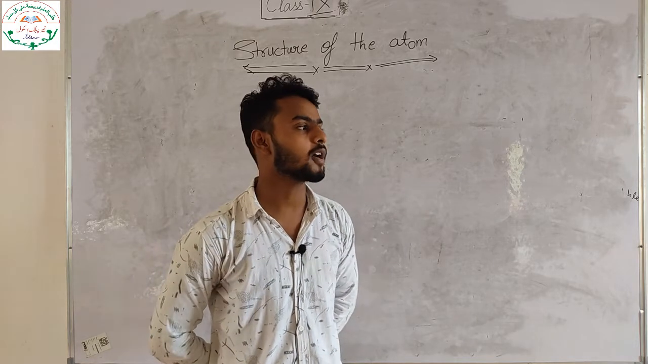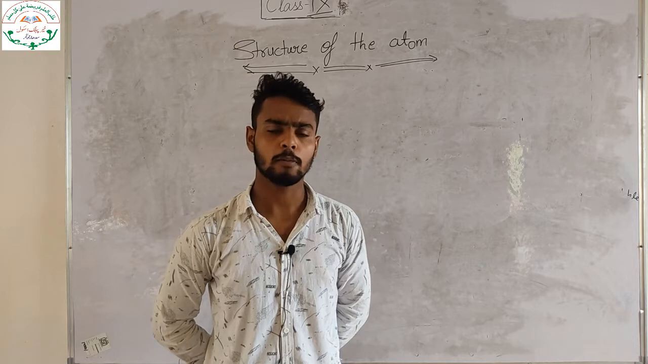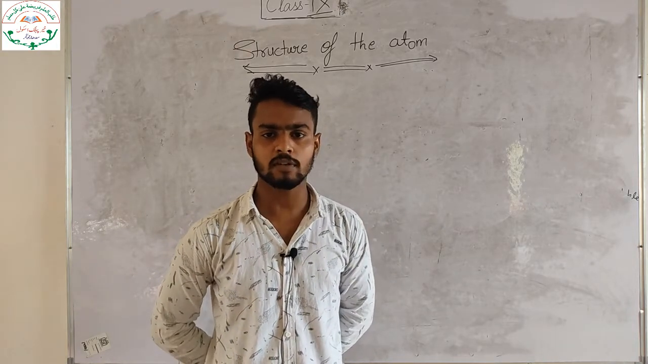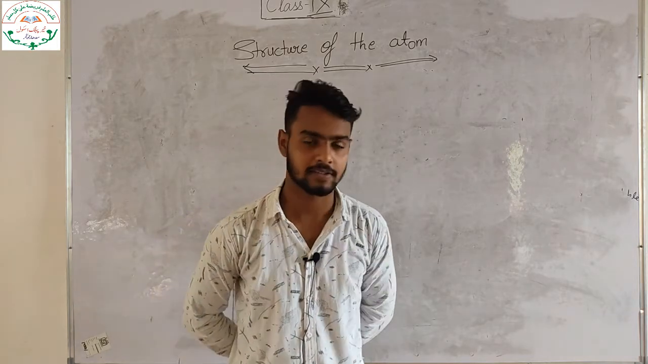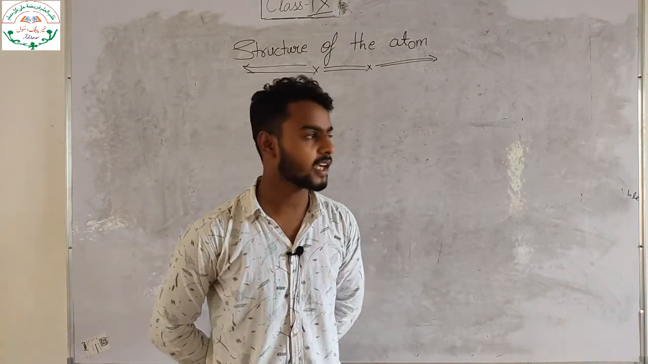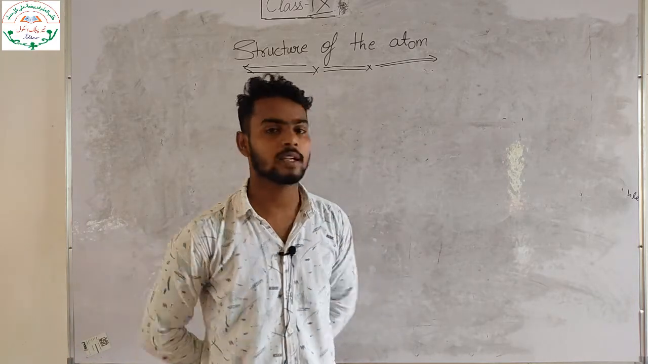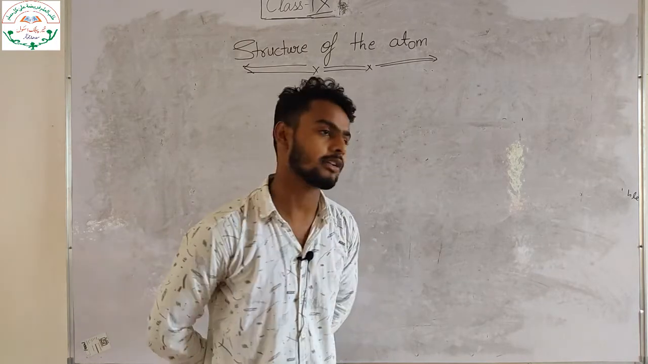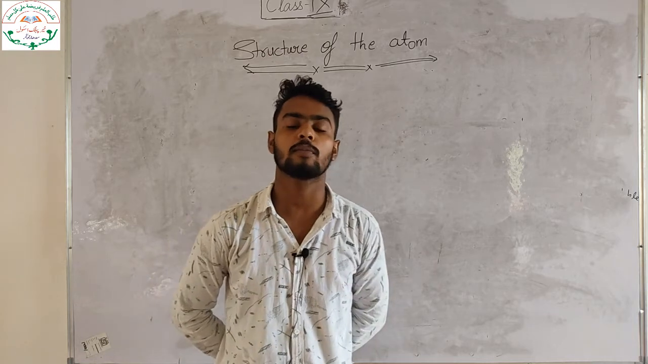I also taught you Bohr's atomic model, the distribution of the electrons in their orbits or shells: how many electrons are in the K shell, how many in the L shell, how many in the M shell, and how many in the N shell.